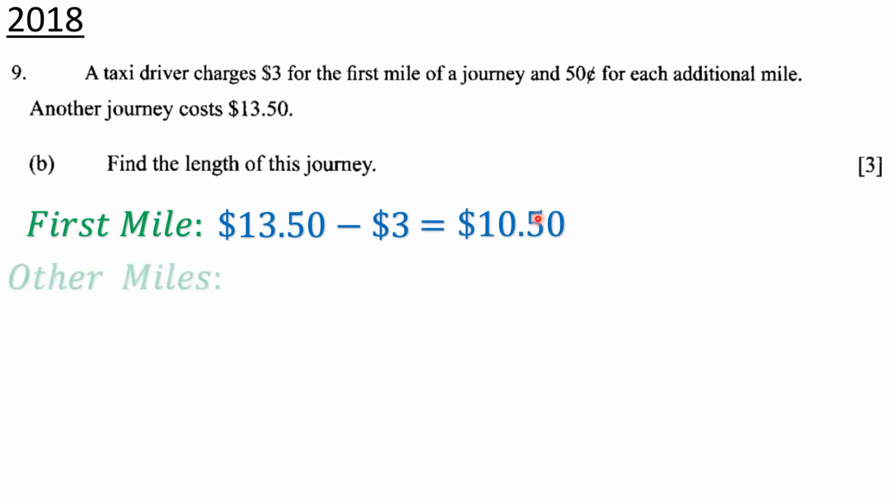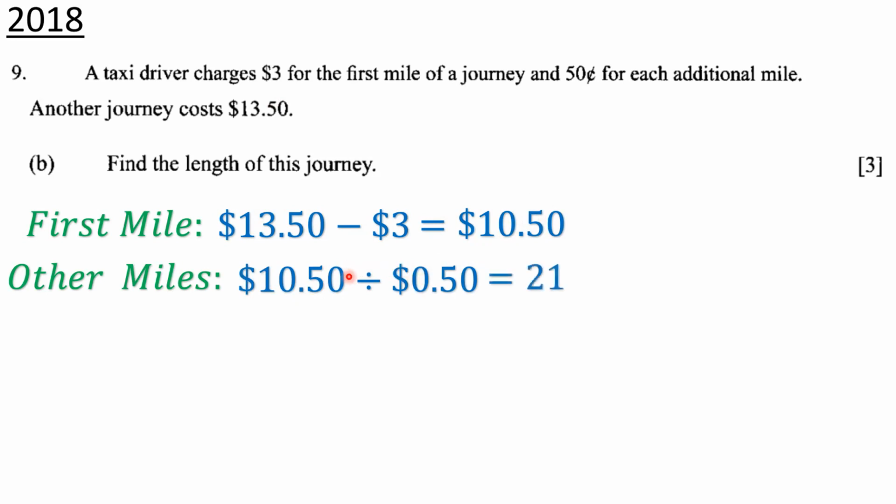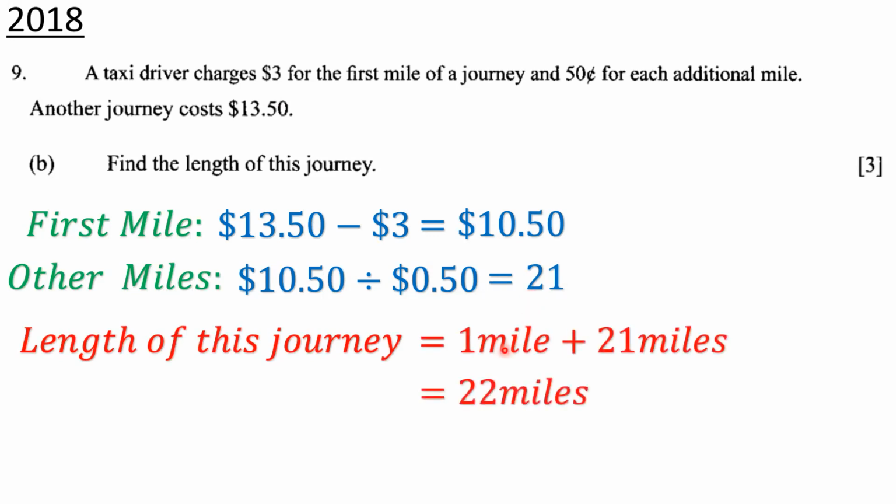And what we need to do is divide that by 50 cents to figure out how many other miles he traveled other than the first one. And when we do that, we get 21. So that means that we have 21 miles, plus the first mile up top, right? So the first mile plus 21 miles is going to be equal to 22 miles. So the length of this journey that costs $13.50 is 22 miles.